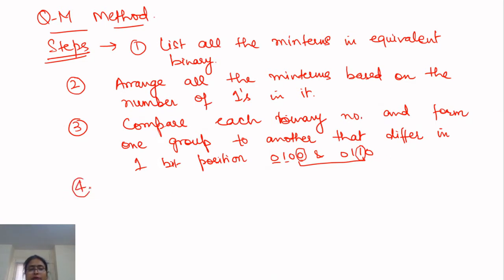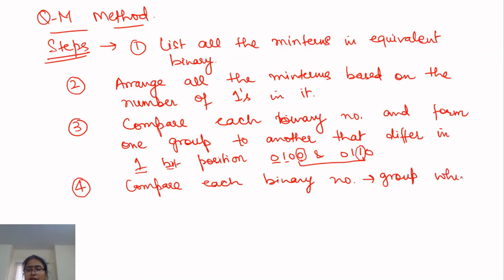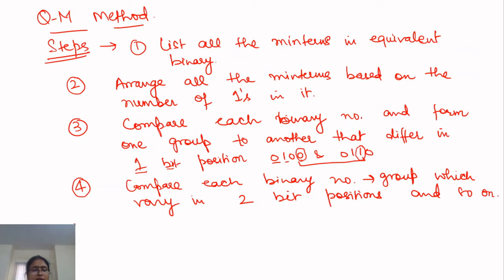So in the third step we form a group of those binary numbers which differ in 1 bit position. Similarly, for those numbers which are left, we then compare each binary number and form a group which varies in 2-bit positions, and so on. So this way we will form different groups.